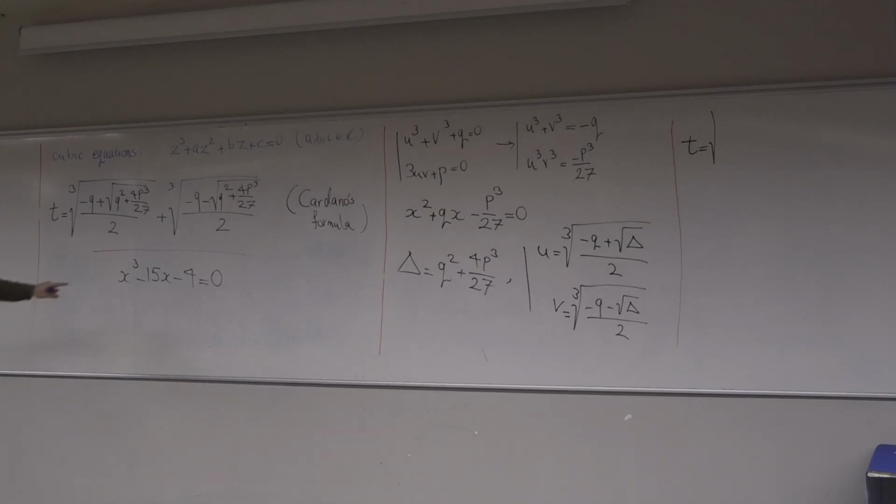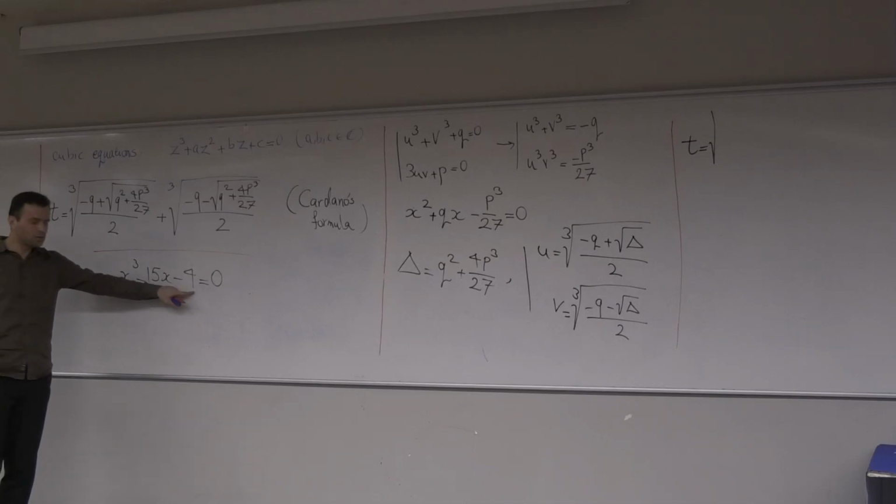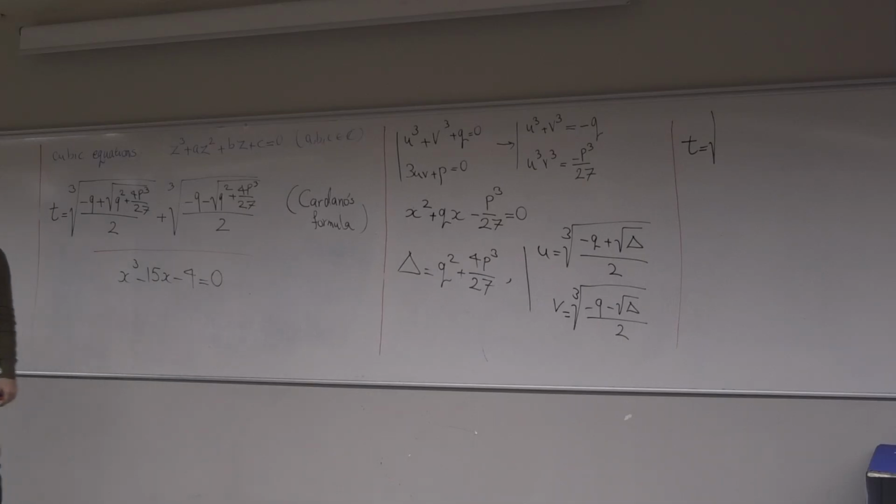The thing was that Cardano himself tried to use this formula for this equation as well. One of the roots of this equation is the number 4. Can you please check it? 4 to the power of 3, 64, minus 15 times 4, 60. So there's 4, minus 4. So 4 is clearly a root for this equation.